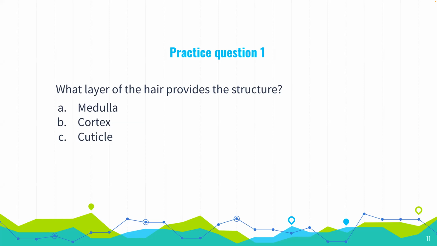All right, so it's been 2 minutes, and it's actually B. By structure, I kind of meant the strength and where most of the part of the hair is. And so it was the cortex. So remember, the cortex is the thickest part of the hair.